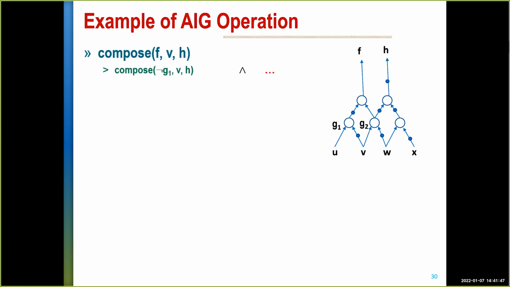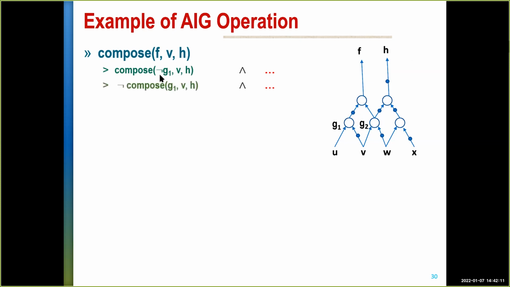Okay, so function f is negation G1 and G2, right? Here you can see negation G1 and G2. So I will say, okay, recursively, I will first do this composition on negation G1, v, h, and then I will do it on G2, right? So we'll look at the G2 part later.